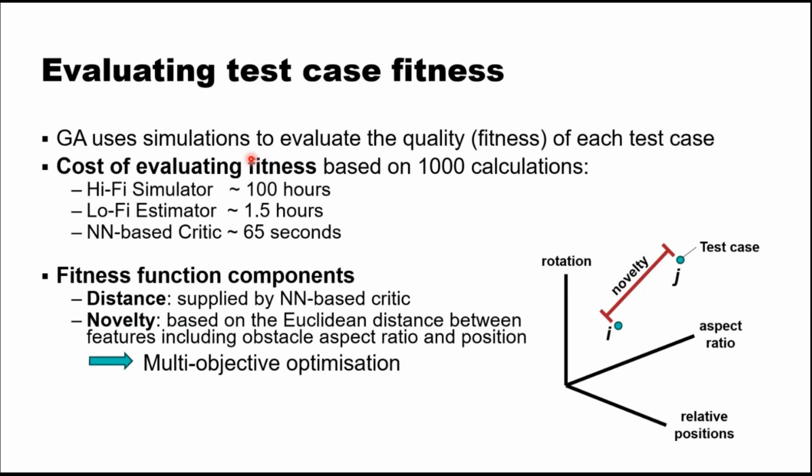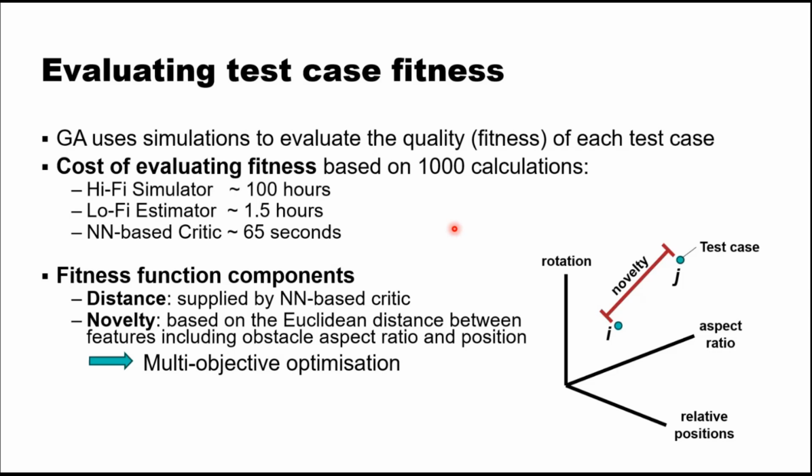Okay. There are two components to this fitness function that are very important to understand. The first is the use of the neural network critic to assess distance. You might ask, why do we bother doing that? The simple answer is because it's fast. If we look at the numbers here, the Low-Fi estimator takes about 1.5 hours to do 1,000 evaluations. The neural network critic takes 65 seconds. The reason is that it's a feed-forward neural network, so we can run calculations very quickly.